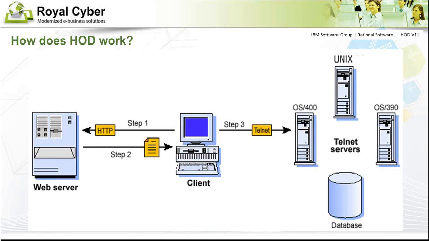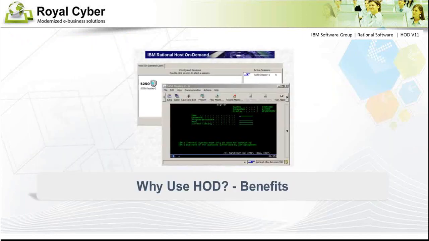As per the steps mentioned in this picture, step 1 is the user opens the browser and clicks a hyperlink. Step 2 is the IBM Rational Host on Demand applet loads to the client workstation. In step 3, when the applet is downloaded, IBM Rational Host on Demand connects directly to any telnet server to access host applications.